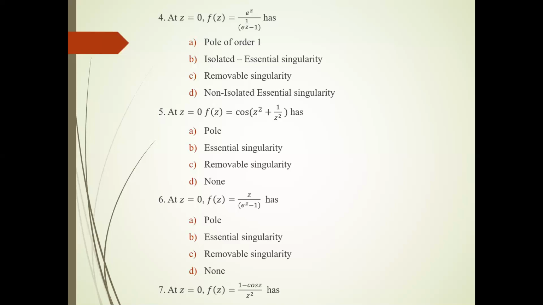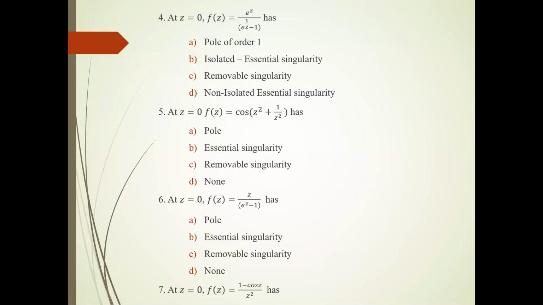So this sequence of poles has the limit point 0. So at the point 0, this function has a non-isolated essential singularity. So for question 4, the fourth option is correct.